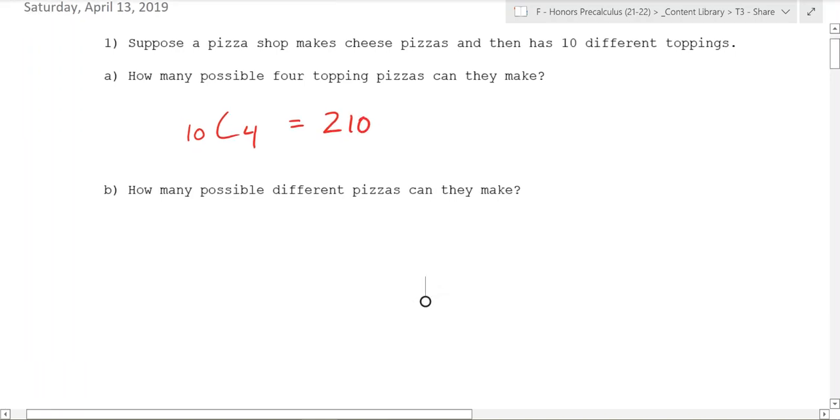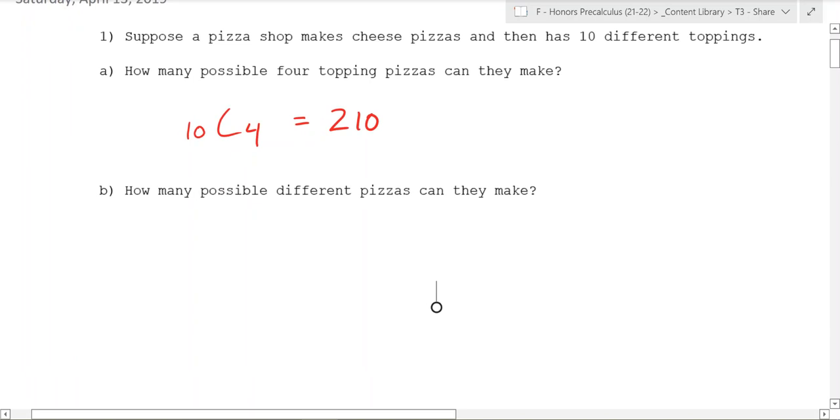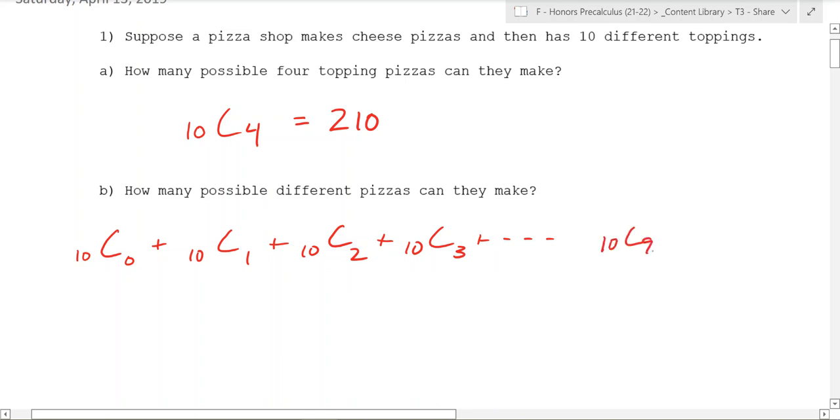Now, here's one that's a little bit harder. How many possible different pizzas can they make total? Well, they could make a pizza with no toppings, and that would be choosing 0 toppings. Or they could make a pizza with 1 topping, or 2 toppings, or the pattern continues with 3, all the way up to 9 toppings. So it's 10 choose 9, all the way up to 10 choose 10.